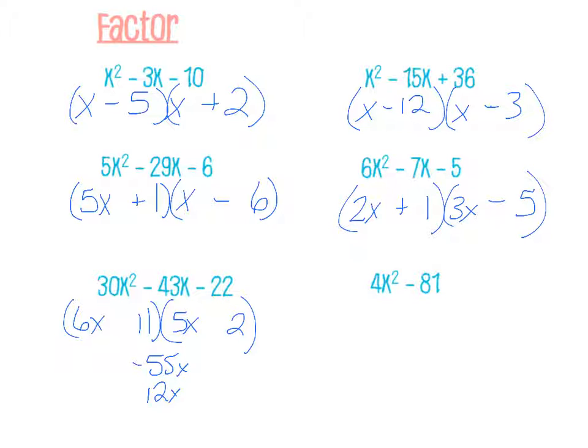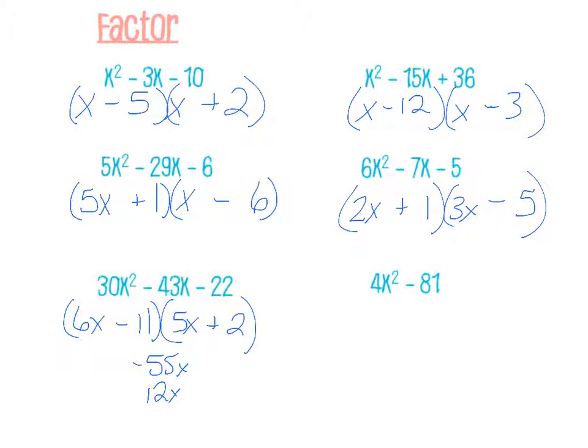I almost put my 6 here and my 5 here. I don't know why I just dropped in that 5. Sometimes you'll try something and then it doesn't work, so you have to swap them and try a different one and see. Just trying to make the outer and inner get you this middle number. Put in your minus for your 55 and your positive for your 12, and you've got the factors.